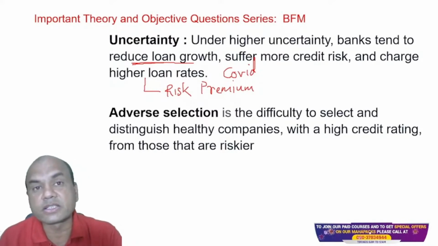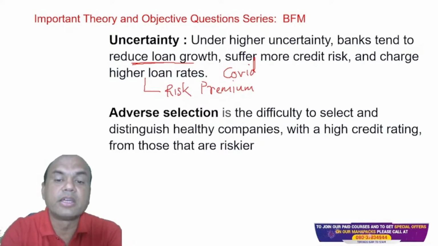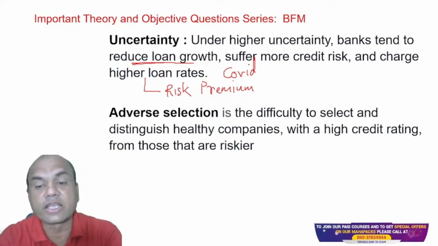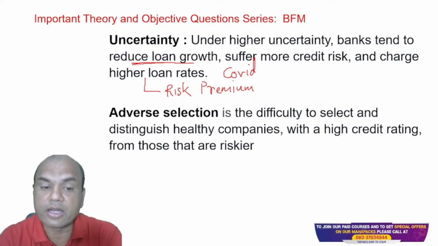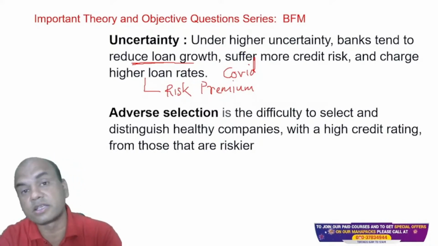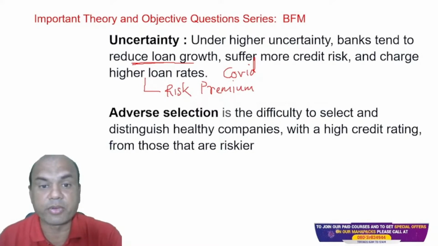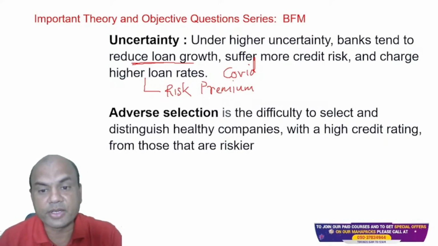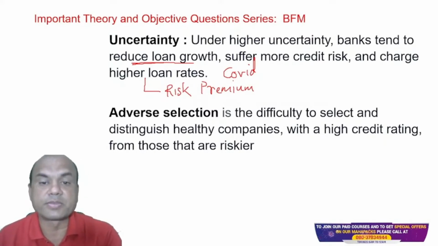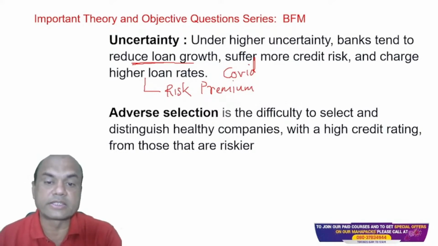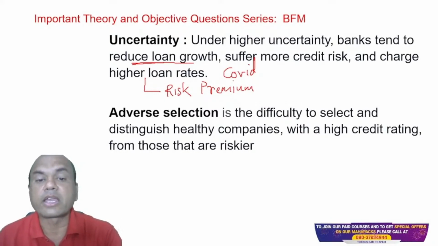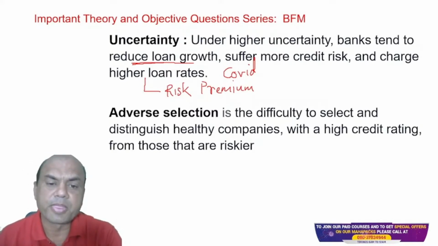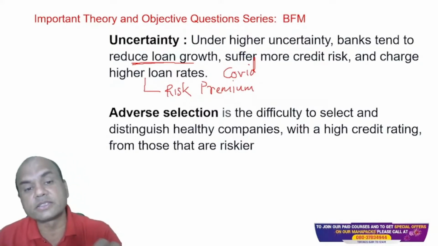Now, what is adverse selection in this finance term? It is the difficulty to select and distinguish healthy companies with high credit rating from those that are riskier. Isn't it very important? And see here, the logic is simple, but if we don't understand it, then it becomes difficult, isn't it? So adverse selection is basically difficulty to select and distinguish healthy companies with high credit rating from those which are riskier. How will you select these? This you get it from the rating agencies nowadays.